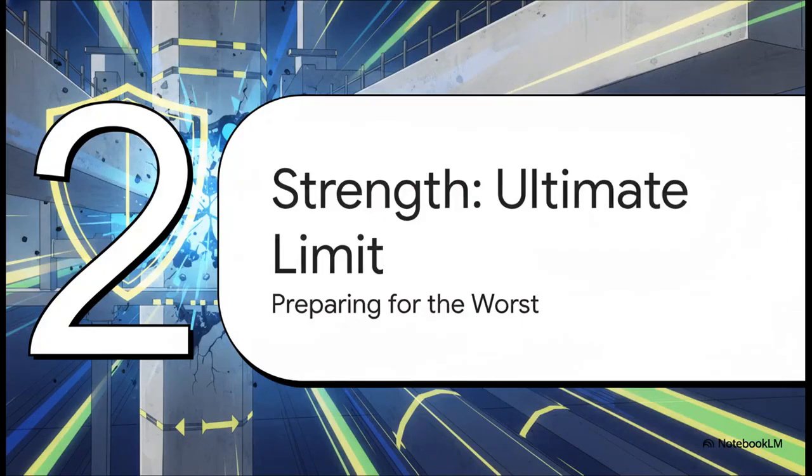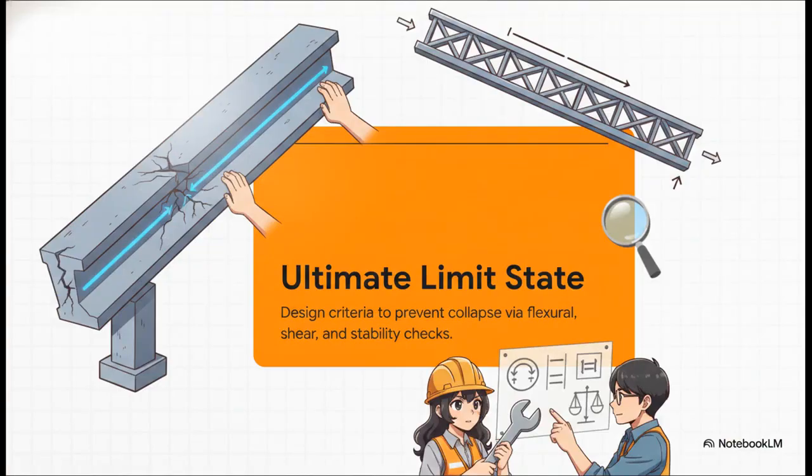Moving right along to part 2, strength, the ultimate limit, preparing for the worst. Think of this strength pillar as the ultimate crash test rating for our pre-stressed concrete structures. When we talk about the ultimate limit state, we are literally defining the exact failure points we are desperately trying to avoid. We check flexural strength to prevent the beam from bending so much that it snaps. We check shear strength to avoid that terrifying diagonal cracking right near the supports. And of course, we check overall stability to ensure the whole structure doesn't just overturn or slide right away.